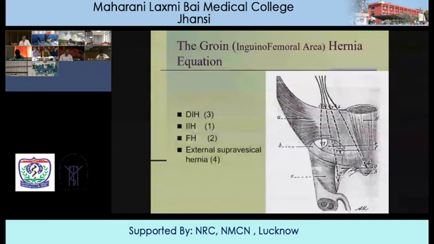Why supravesical? Because this is the region where you have the bladder inside. Of course, of two types, external and the internal. Just forget the internal part at this point of time. Just remember the external. So what are we looking at? The four hernias in this particular area, and when you want to repair anything in this particular area, why not repair all four at the same time?